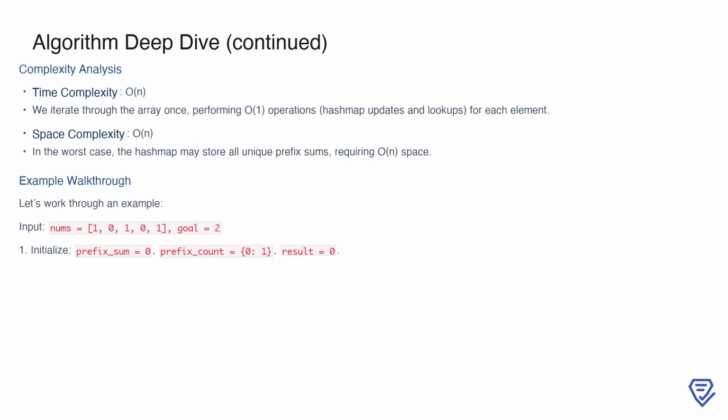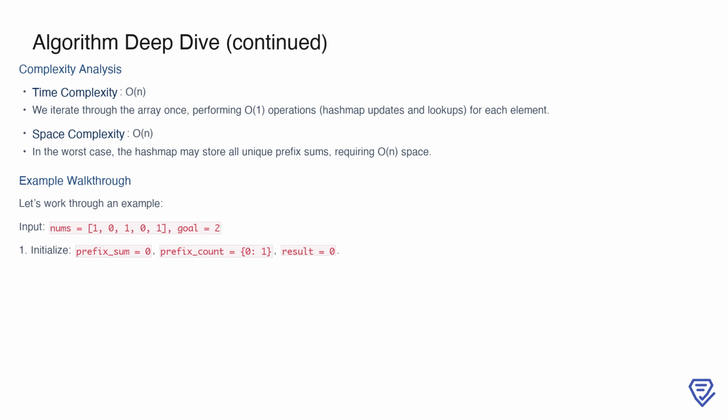Analyzing the complexity of this algorithm, we see it performs exceptionally well. The time complexity is O(n), because we iterate through the array once, performing constant time operations at each step, such as updating the hashmap and calculating the complement. The space complexity is also O(n), as the hashmap may store up to n unique prefix sums in the worst case. To illustrate how this works, let's consider an example.